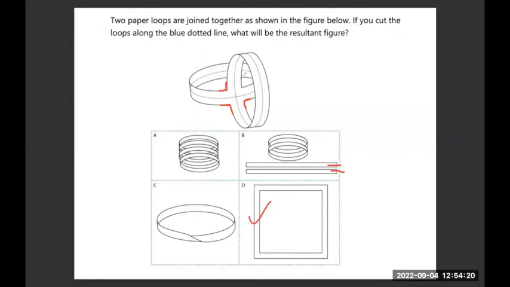Option D is the correct one here because of these edges which are seen here. Okay. Any other doubts? Okay, we'll move to the next one then.